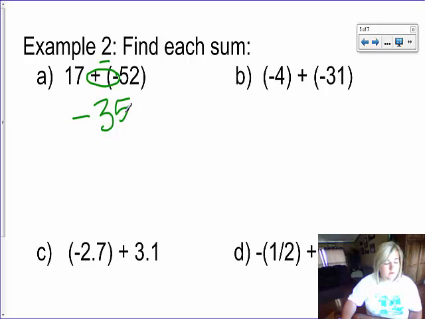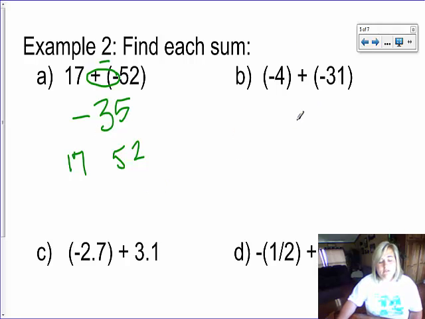This would still be true if we did it with our rules. The absolute value of 17 is 17. The absolute value of negative 52 is 52. And if I take 52 minus 17, that's going to get me that 35, but the negative has the larger absolute value.